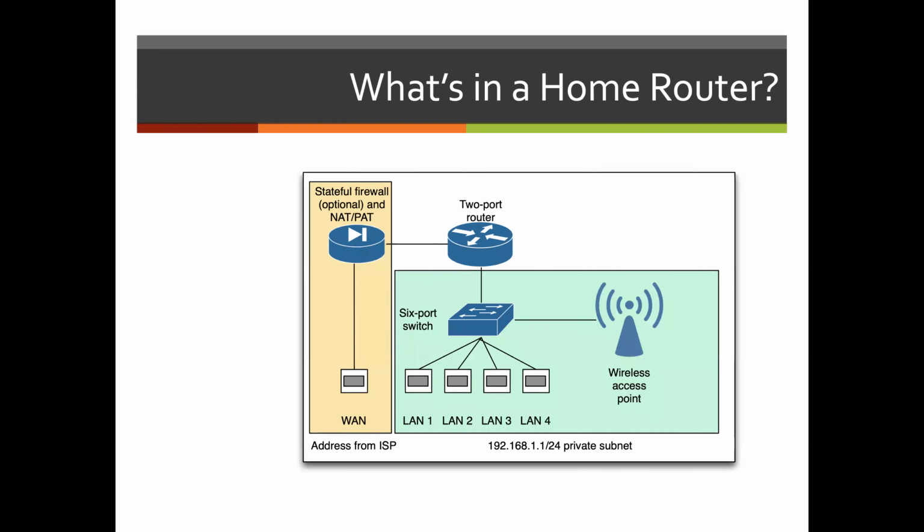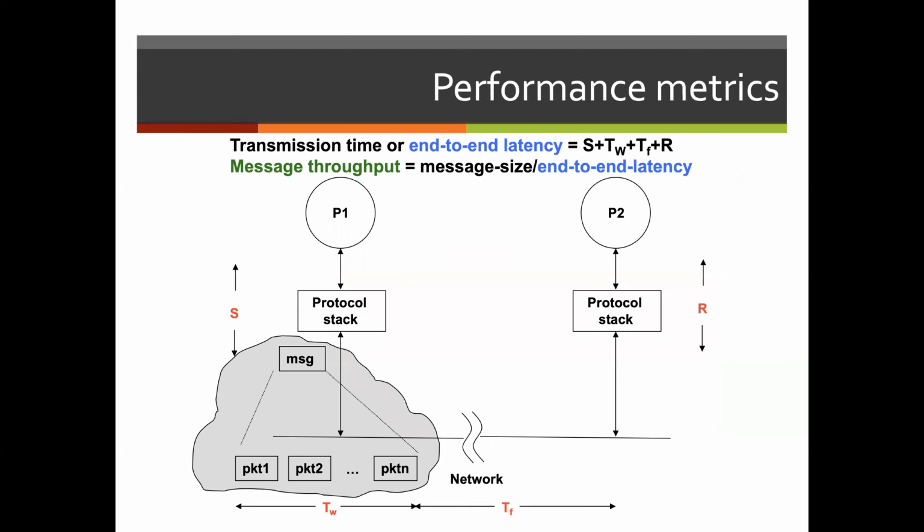And so let's consider the components that we have in a home router, where we might have a firewall, a wide area network, those components connected to a 2-port router, and we can have various switches that are also available to connect, as well as maybe a wireless access point to guarantee Wi-Fi connectivity. With all of these components involved, let's specify specific performance metrics.